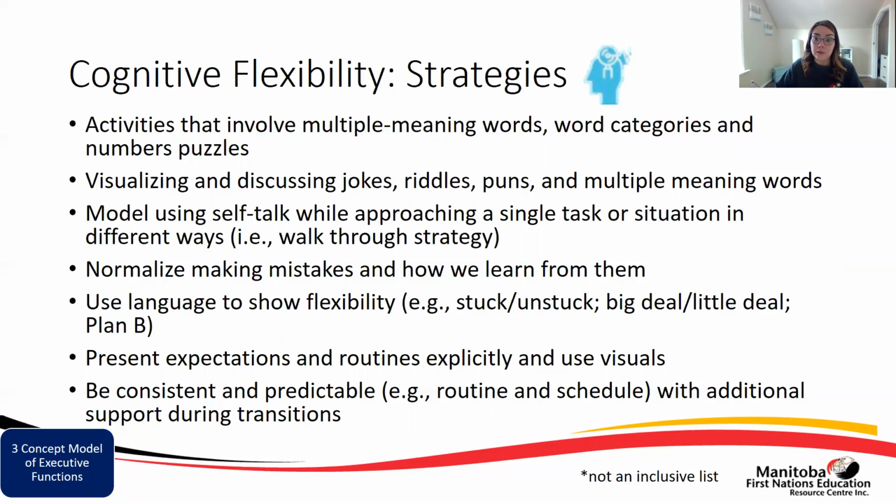Normalize making mistakes and how we learn from them. So own up to those mistakes and how you learned from them. Use language to show flexibility. So again, when you make mistakes, or when I don't understand a problem, I'm stuck right now. What's my plan B? It's not a big deal. Present expectations and routines explicitly and use visuals. So this just decreases their need to be flexible if they know what's coming and they have routines. And then be consistent and predictable, and use those additional supports during transitions.